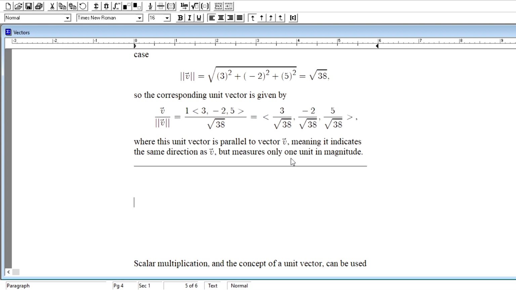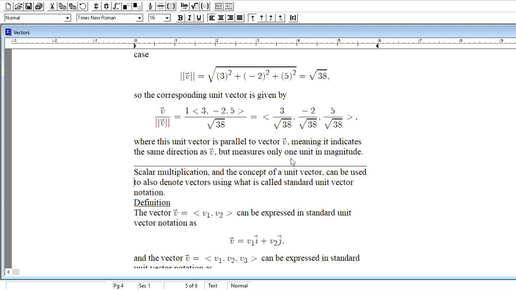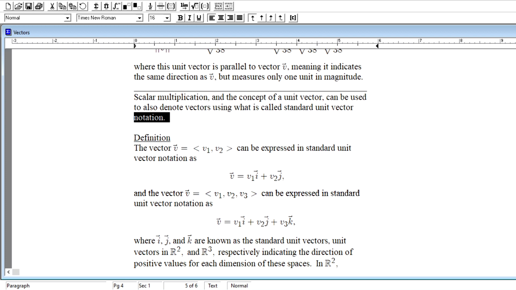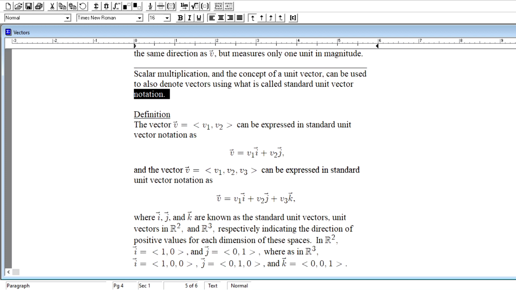Lastly, we note here, scalar multiplication and the concept of a unit vector can also be used to denote vectors using what is called standard unit vector notation. All right? In addition to using component form to denote a vector, we can also denote a vector using what we call standard unit vector notation, which is what we're highlighting here in this definition.